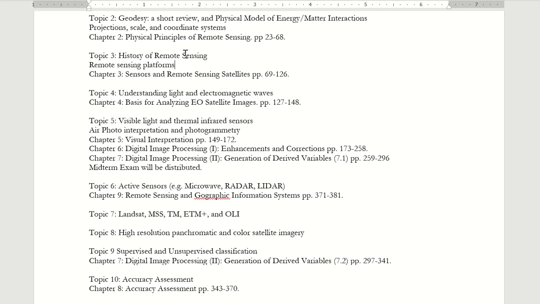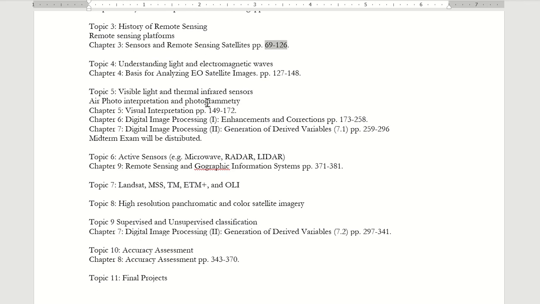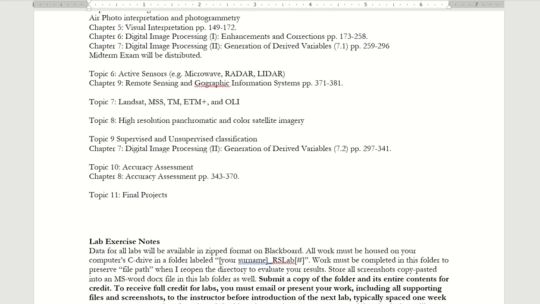Topic 3, a bit on the history. As I said, things have happened in a certain way, and that influences how they are today. That has a somewhat longer chapter, Chuvieco, 50-plus pages. A little shorter next week: understanding light and electromagnetic waves. Here, we're furthering our understanding of the energy-matter interactions that allow remote sensing to be a reliable method for understanding physical systems.